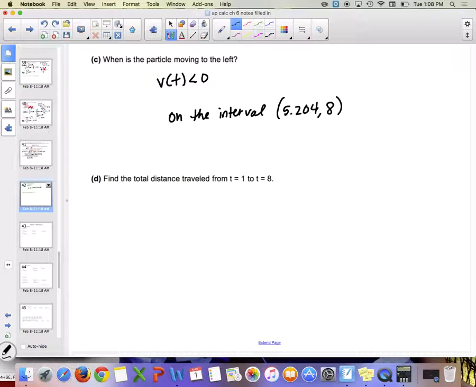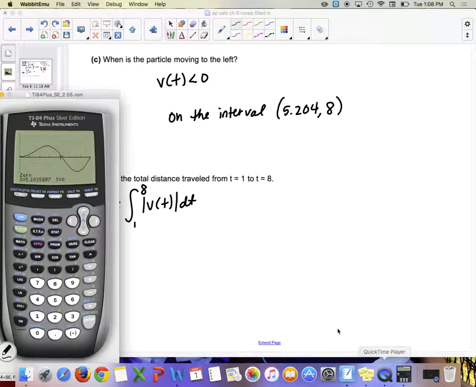And then find the total distance traveled. Well, our distance is going to be equal to the absolute value of the velocity going from 1 to 8. So you can put the absolute value back in on y equals, but I would probably just do it on the main screen. So I would do math 9. I would do 1 to 8. And then I'd put in the absolute value. So I do math, go over to number, absolute value.